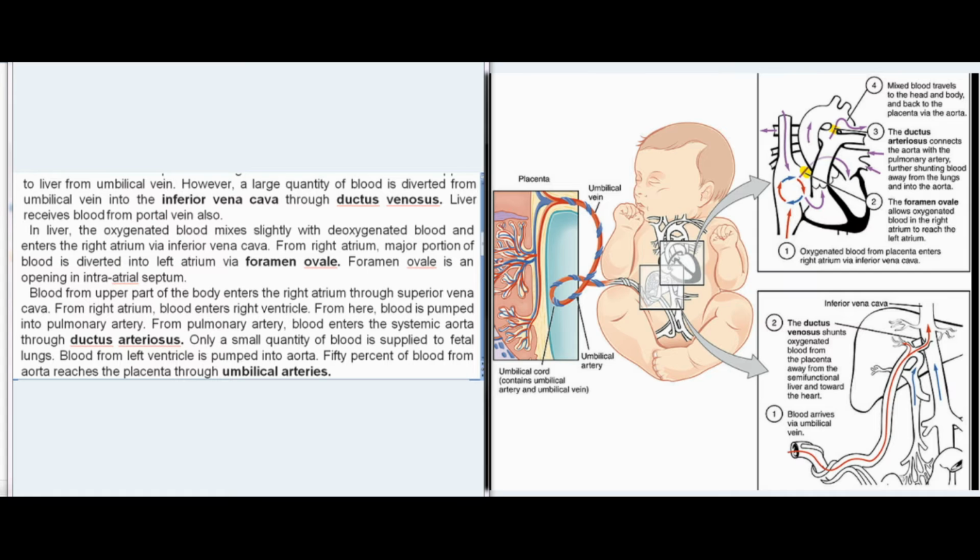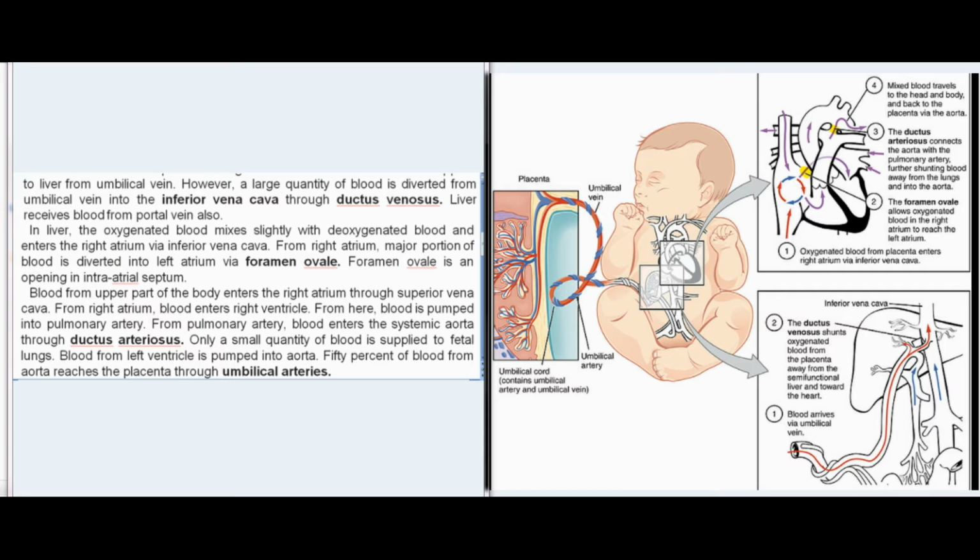Liver receives blood from portal vein also. In liver, the oxygenated blood mixes slightly with deoxygenated blood and enters the right atrium via inferior vena cava. From right atrium, major portion of blood is diverted into left atrium via foramen ovale. Foramen ovale is an opening in intraatrial septum.